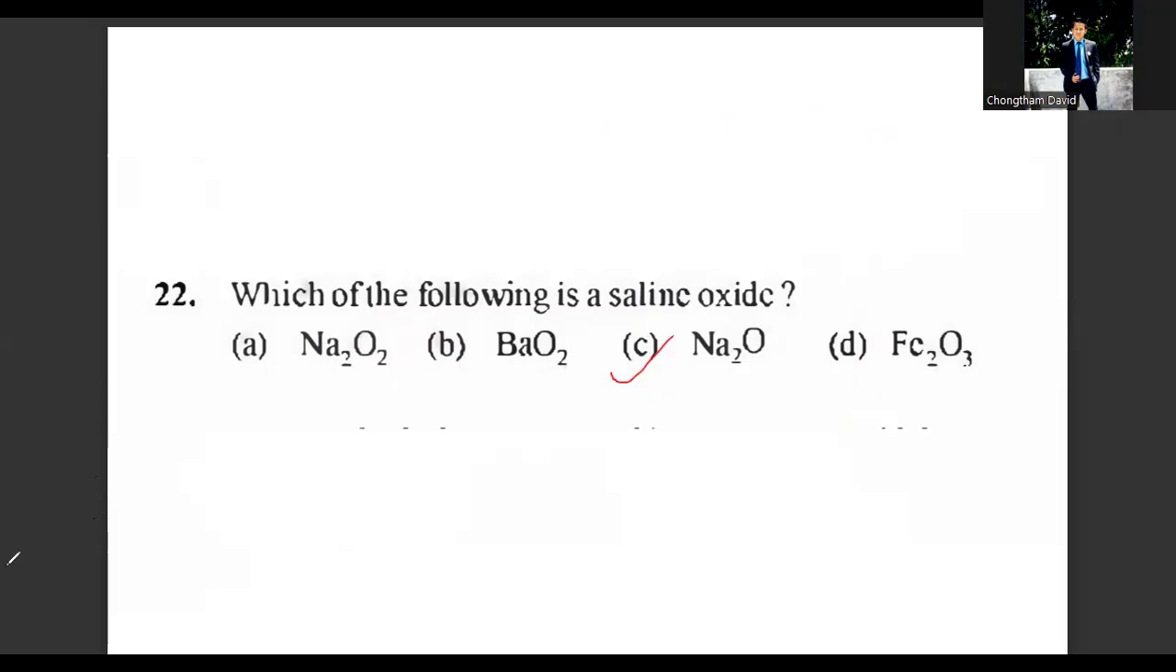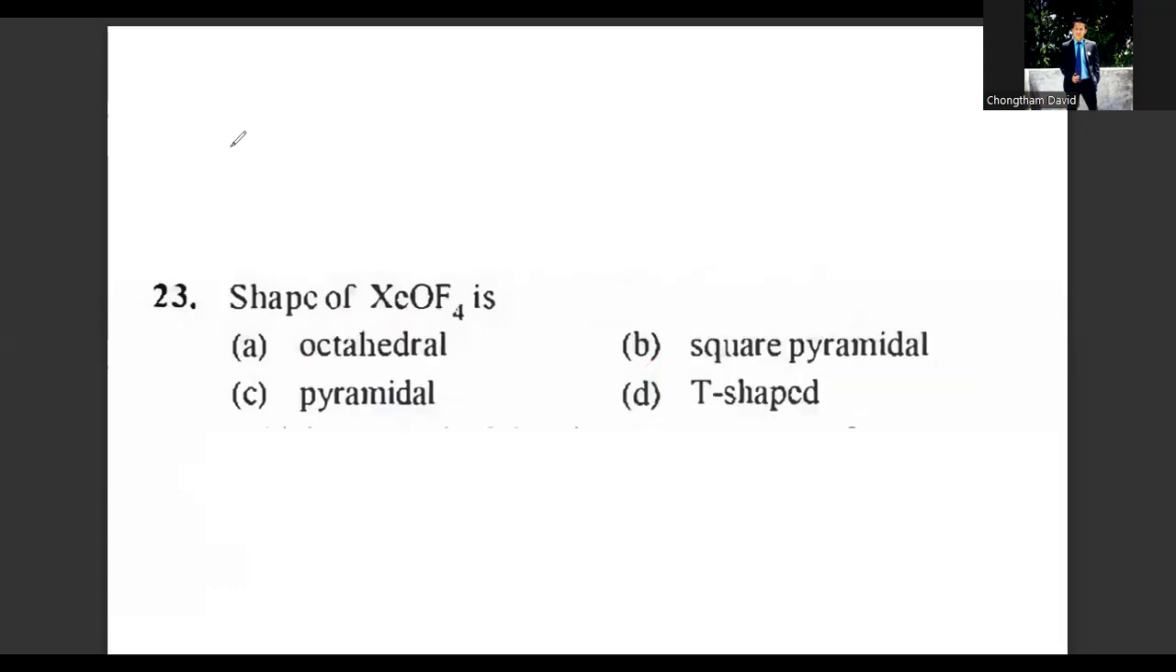Question number 23. Shape of xenon oxide tetrafluoride. What is this? You explain this based on the hybridization. Same thing, we have to write the formula. H equals half of valence electrons plus monovalent atoms minus charge on the cation plus charge on the anion. So the shape would be square pyramidal. Okay, 23 is B.